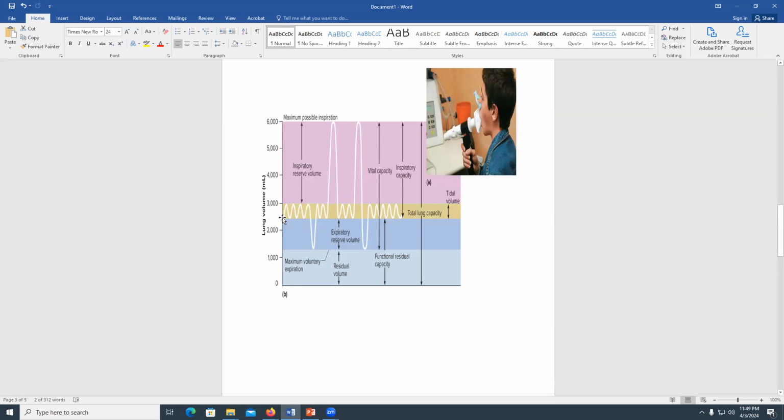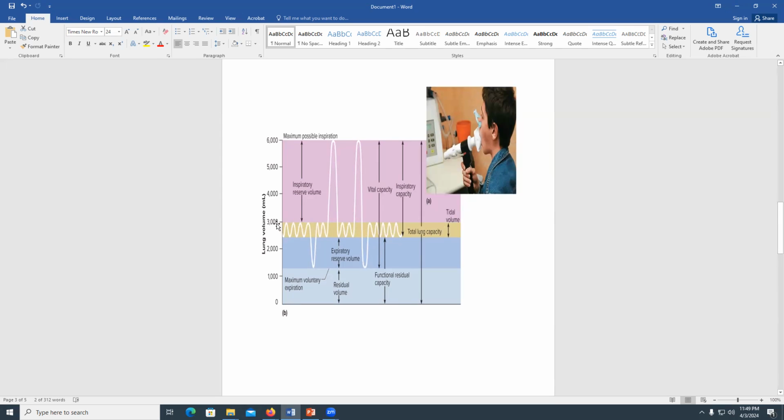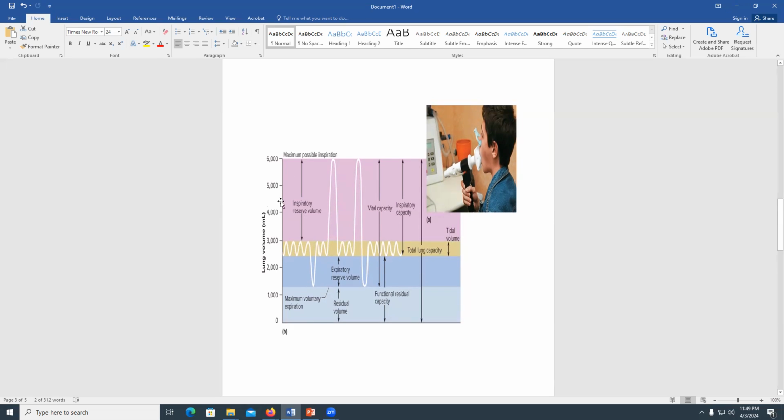So if I need my tidal volume, it has to be above that. So my tidal volume right here represents from 2300 up to 3000. That should be approximately 500 milliliters. That's my tidal volume. Then my inspiratory reserve volume is going to be above my tidal volume. So I take in 500 milliliters, and then the extra amount that I can bring in is from 3000 up to 6000. That's about 3000 milliliters.